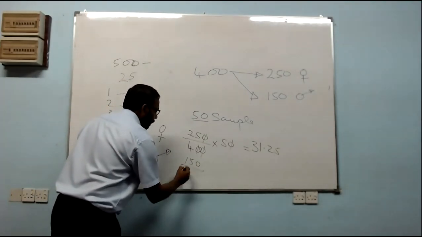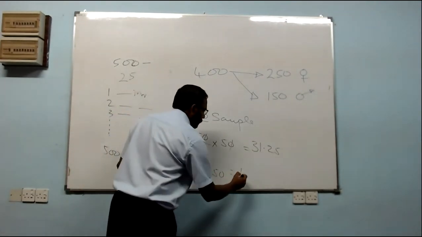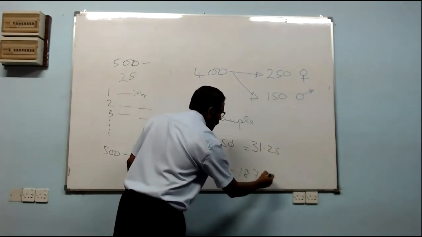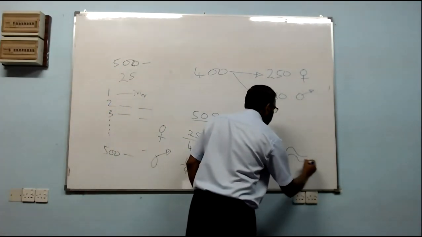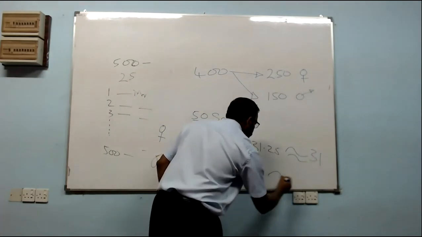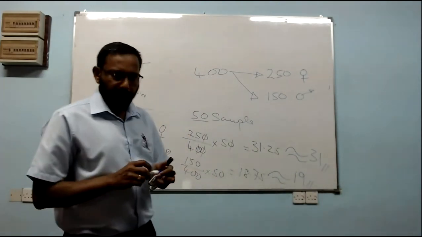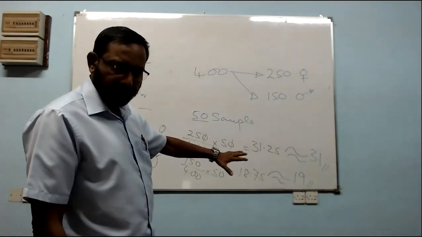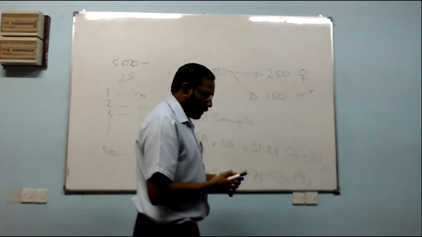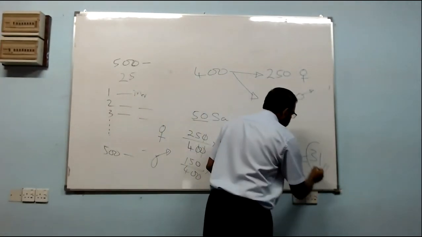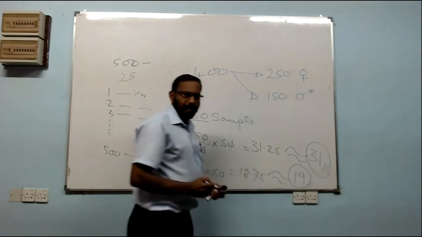So that is equal. You will get an answer like this. So here we can approximate this to 31, and we can approximate this to 19. So what do you mean by 31 and 19? Now I have separated the male and female groups. I can take 31 samples from the female group and take 19 samples from the male group.